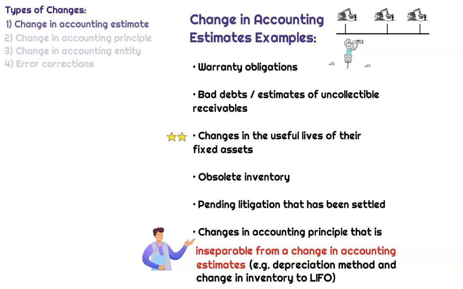All right, so changes in methodology are going to be changes in accounting principle. But certain changes in methodology are inseparable from changes in accounting estimates. Sometimes this is referred to as impracticable. If it's impractical, then we need to go ahead and record this as a change in estimate. This will, again, consist of changes in depreciation methodology and changes in inventory methods to LIFO. All right, so that is something you need to memorize.